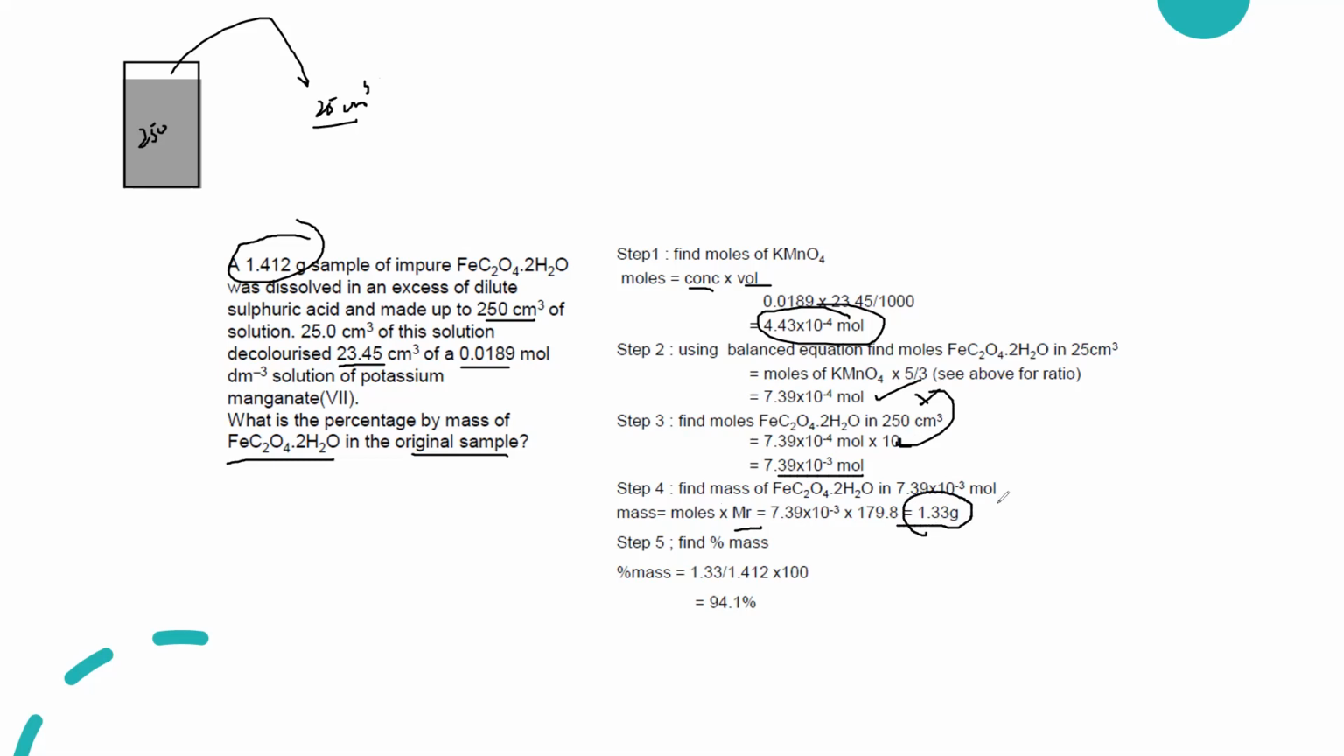So only 1.33 grams was there, and the remaining is impure. So mass of pure sample, 1.33, divided by mass of impure sample, times 100. So this is 94.1% pure by mass. Is it clear?